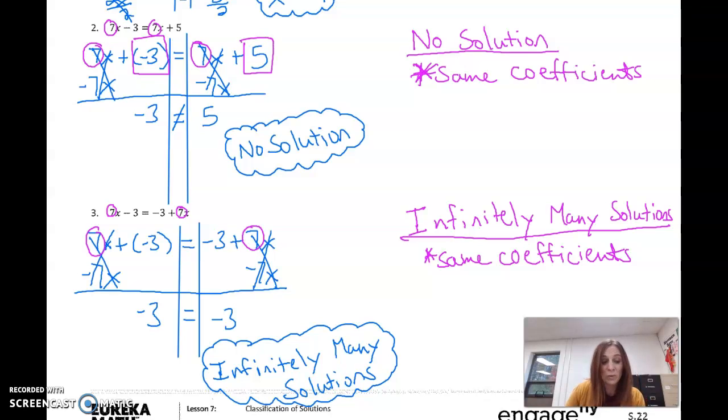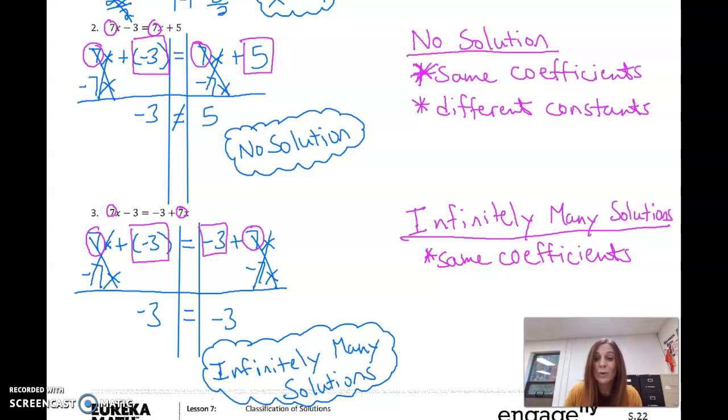Notice in the no solution, we have different constants. Constants are the numbers without a variable. It's constant. It's not going to change. No matter what number we put in for the variable, it's still going to be negative 3, still going to be 5. Okay? But down here, this is why it's important to change it to addition too, so you can see that this is a negative 3. They're going to have the same constants.